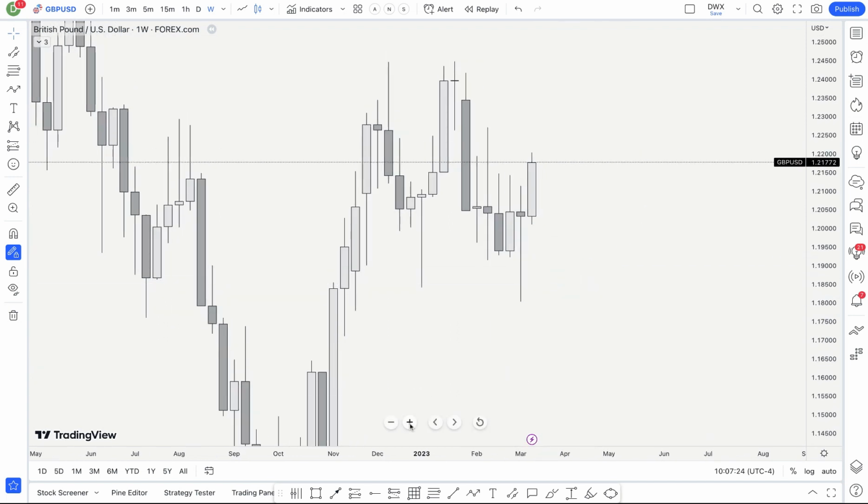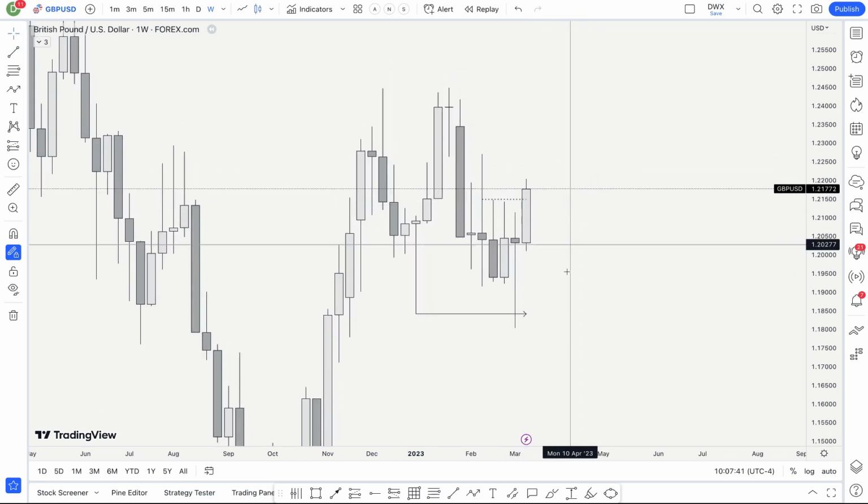So my main bias is bullishness. And the reason being is we've traded below the sell side liquidity, below this low. We traded towards the upside and we had a bullish close above three weeks of price action, closed bullish above it.